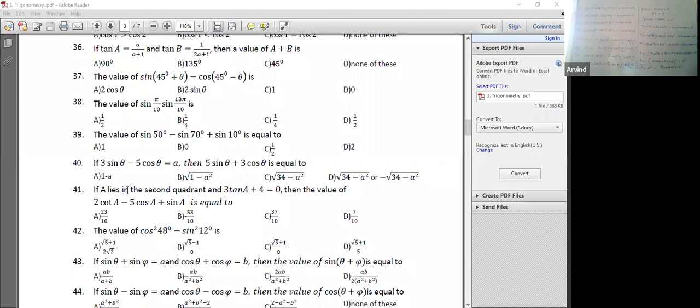But we need only this value, not the square. When the square goes to the other side it becomes a square root, plus or minus. Therefore the correct answer should be plus or minus root of 34 minus a square. I will show the options once again. Which is the correct option? Option D: root of 34 minus a square or minus root of 34 minus a square. You are getting plus or minus.